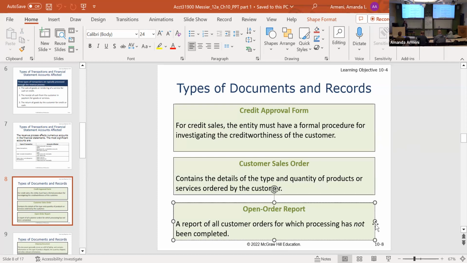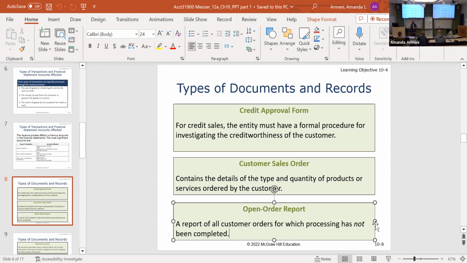The open order report. So let's say that Earthware receives a whole bunch of orders through the month of September, okay? At the end of September, some of those orders might not be filled yet, right? Why might they not be filled yet? Why hasn't Earthware filled those orders for their customers? Well, depending on the terms, if they require payment before delivery, yes, absolutely. That's one reason why the order might not be processed.